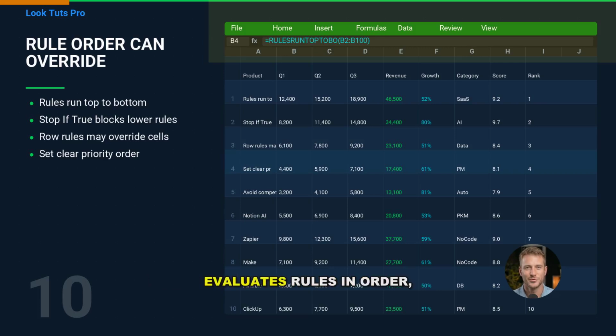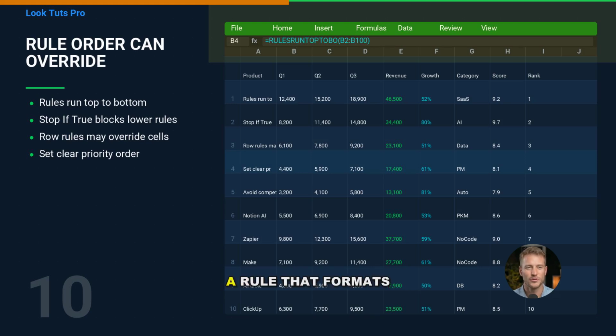Next step. Rule order matters more than most people realize. Conditional formatting evaluates rules in order, and if you use Stop If True, a higher rule can block the ones below it. That can make it look like a date rule isn't working, when it's simply being overridden. For example, you might have a general rule that colors blanks or errors, and it sits above your overdue rule.